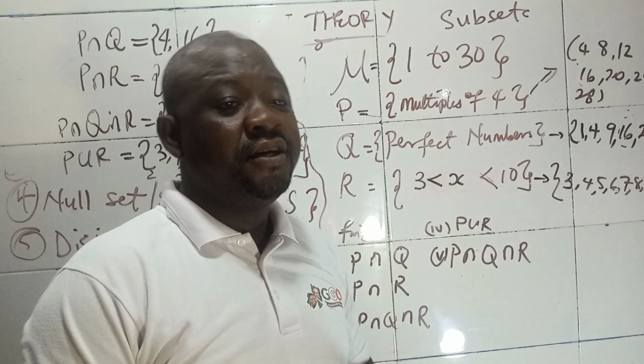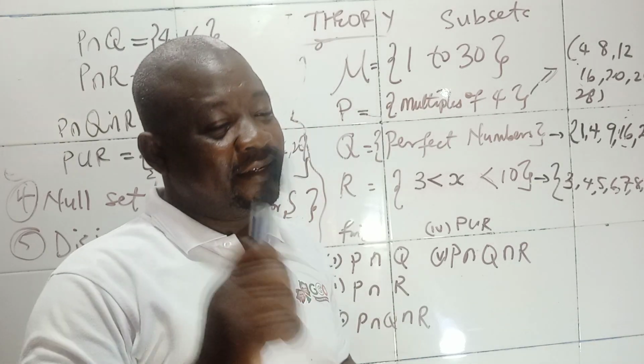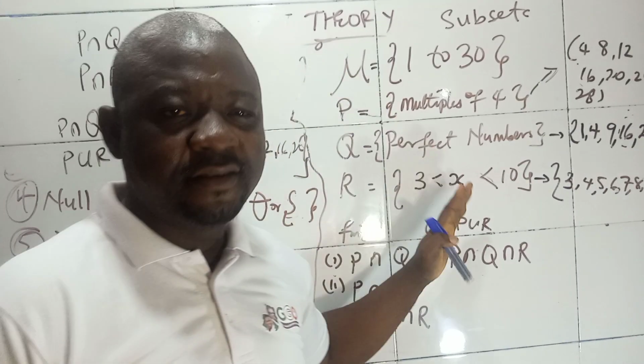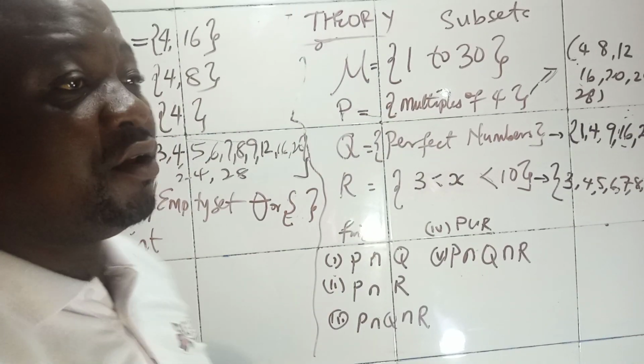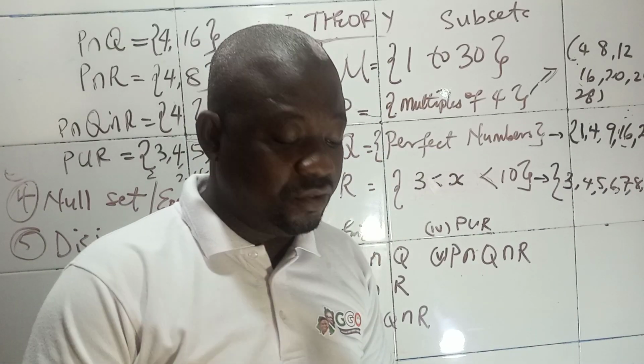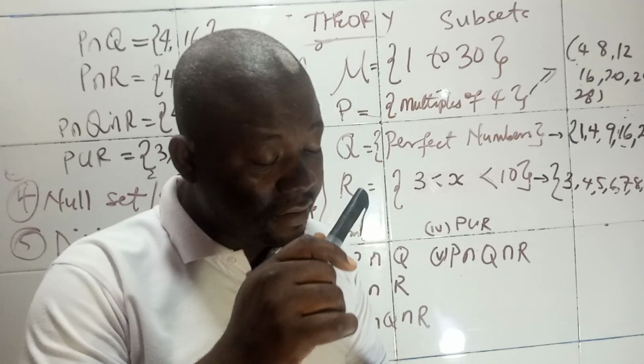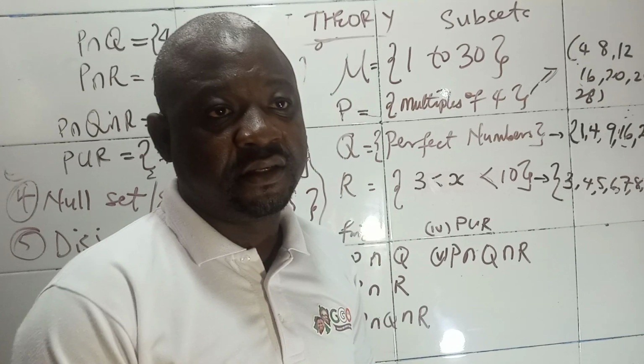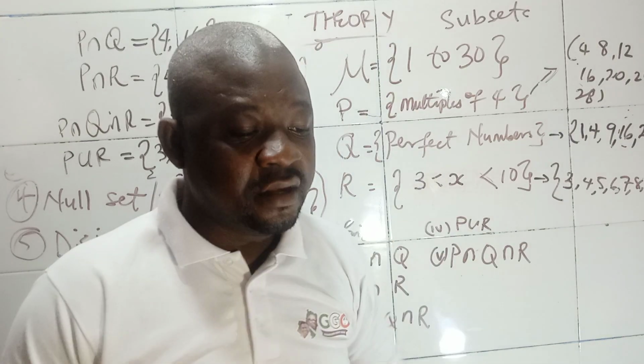Our next class is going to be on Venn diagram. How they use Venn diagram to explain all these terminologies that I wrote out. Universal sets, union, intersection, null sets. So please don't miss my next class.